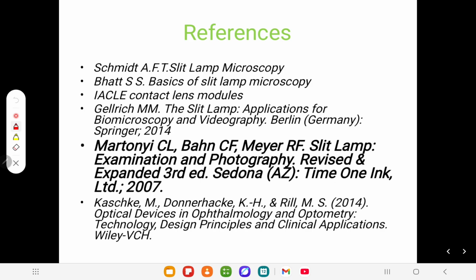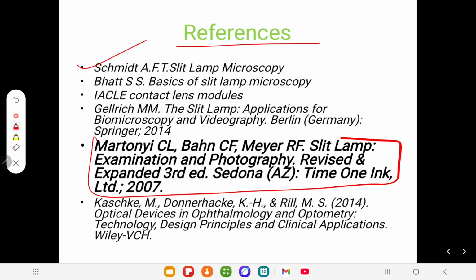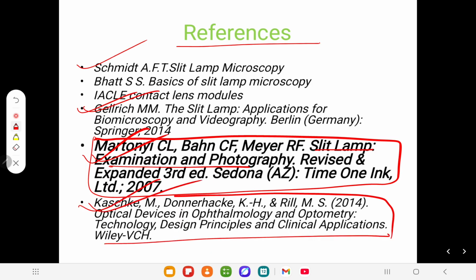Again, I want to tell you that my references are very good for you. These are my references. This is a great book. I have taken a lot of pictures from this reference, and I fell in love with this book and the pictures it has. And definitely this book is also good. This book is also good, but has a limited amount of information about the slit lamp. But the information about slit lamp magnification is very good in the last book.